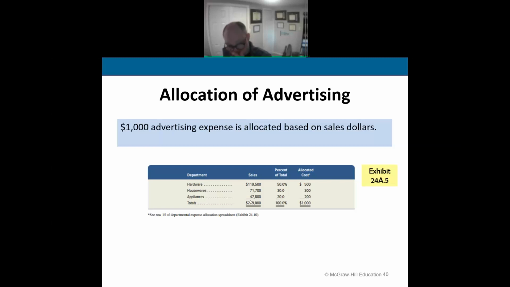Advertising will usually be a percentage of sales, which makes sense. I'm not going to allocate advertising expense to the human resources department or to the back office or to the accounting office. They didn't make that expense. Expense comes from departments that actually generate sales.